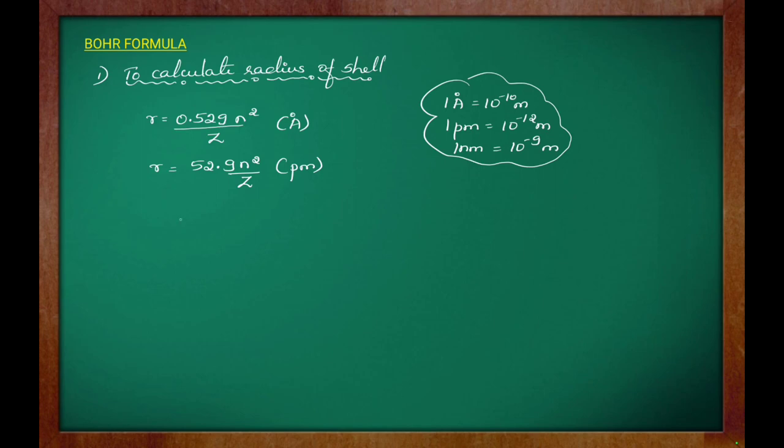In both the formulas, n is the shell number and Z is the atomic number. Remember that this formula is used only for single electron atoms.